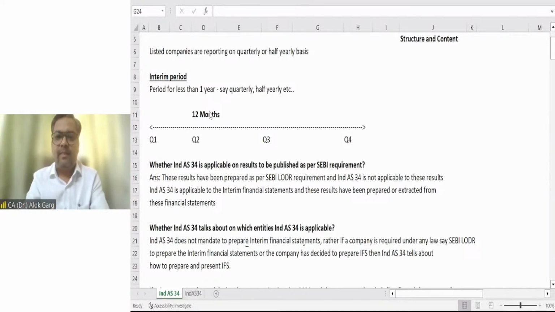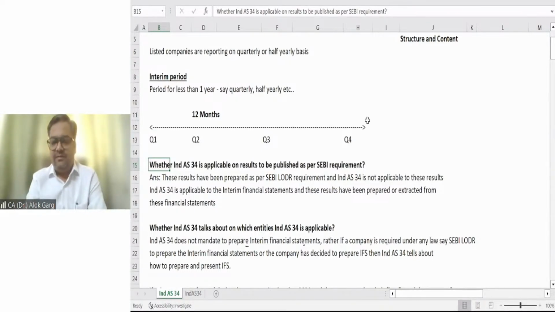Let's move on. So, friends, whether Ind AS is applicable on results to be published as per SEBI requirement. Friends, you must have seen that normally the companies file the results on their website and file the results on the stock exchanges, SEBI, Securities and Exchange Board of India, to the stock exchanges. You must have seen the results, and these results are just 2-pager or 3-pager results.